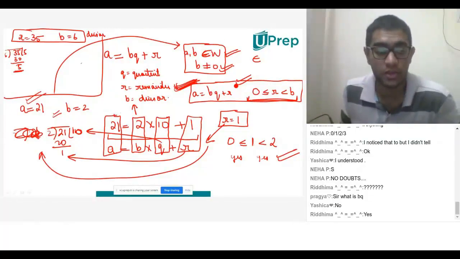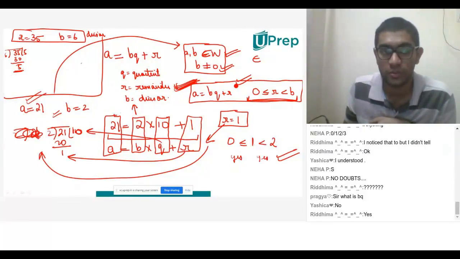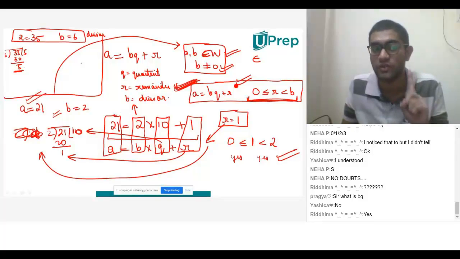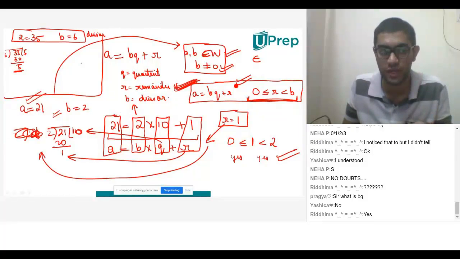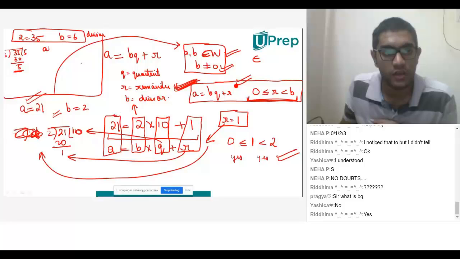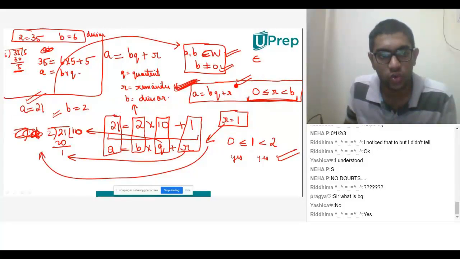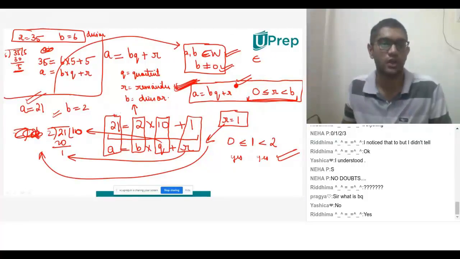Remember, if I relate it to the possible remainders concept, the possible maximum remainder can always be 1 less than the divisor. We got 5, which is 1 less than 6. Our previous funda also makes sense. Now 35 can be written as 6 into 5 plus 5, guys. A is equal to B into Q plus R.